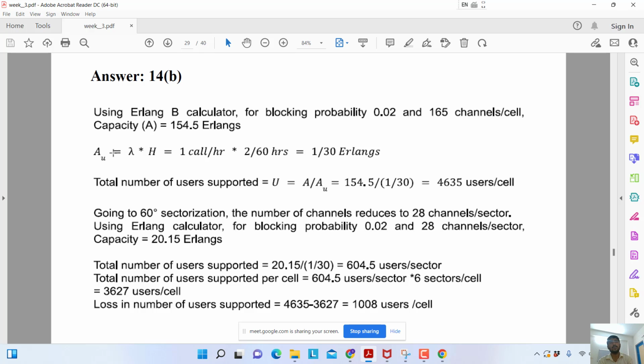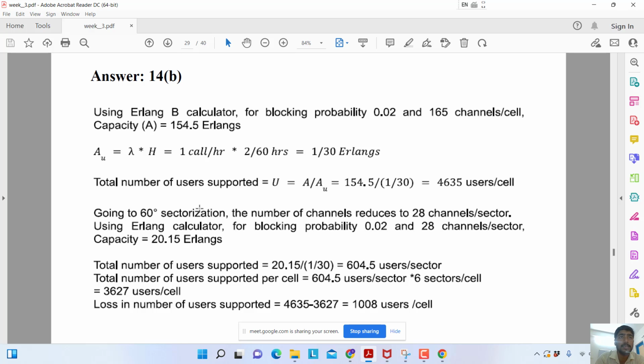So the traffic per user is 1/30 Erlang. Now we will calculate the total number of users we can support with this condition. It is just a division of the total traffic by the per user traffic. Total traffic is 154.5, which is given, and the per user traffic is 1/30. So from this data we get 4635 users per cell.